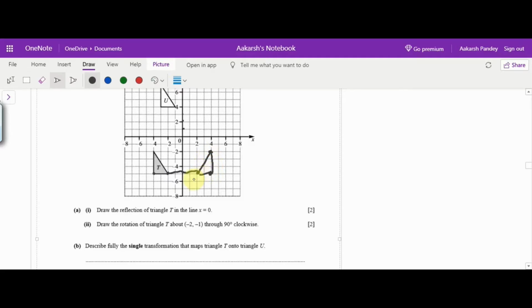This is what the reflection will look like. Now we have to draw the rotation of triangle T through minus 2 comma minus 1. Minus 2 comma minus 1 is this point here. Rotate this triangle 90 degrees clockwise. Clock is moving in this direction, so we have to take this 90 degrees clockwise.